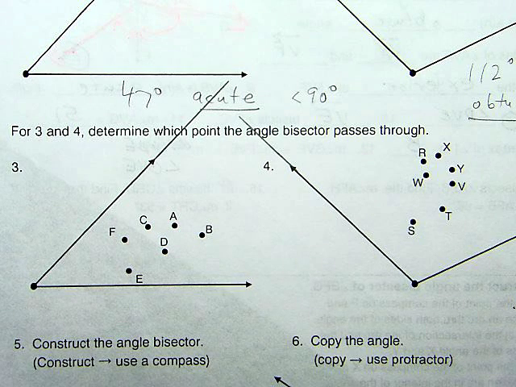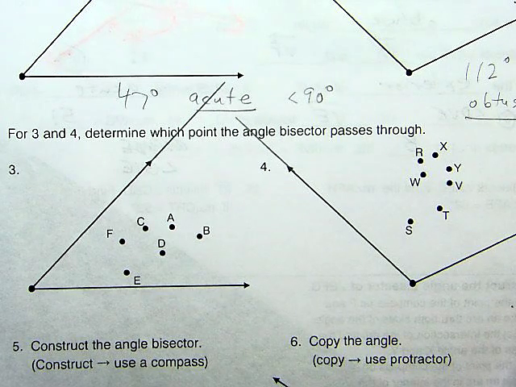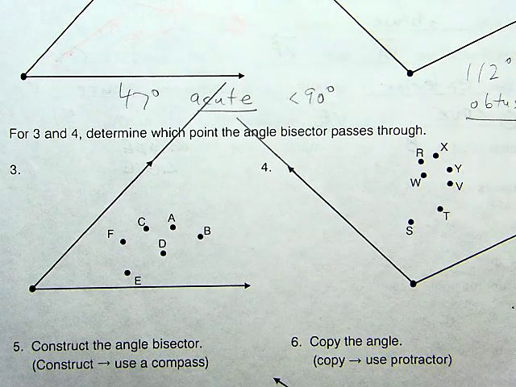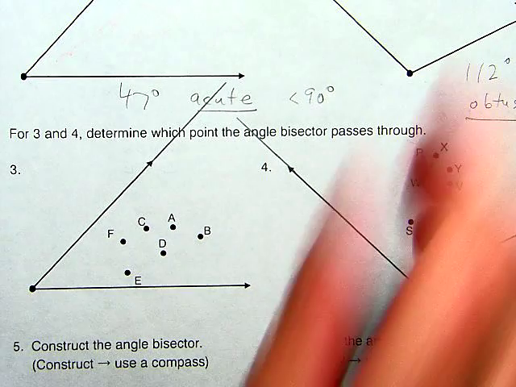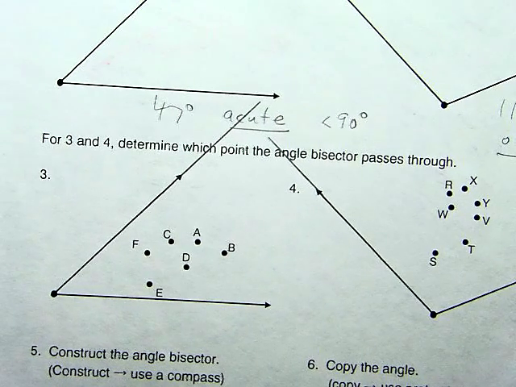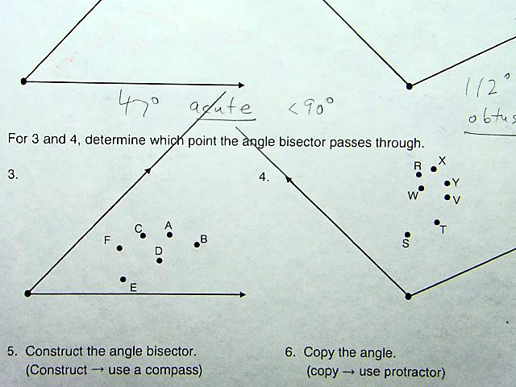So as we continue these problems, we'll see numbers 3 and 4. In each of these problems, we have to draw an angle bisector and then determine which point that angle bisector passes through. The answer to this question is going to be the letter of the point that the angle bisector passes through. And we are supposed to do these problems with our protractor.